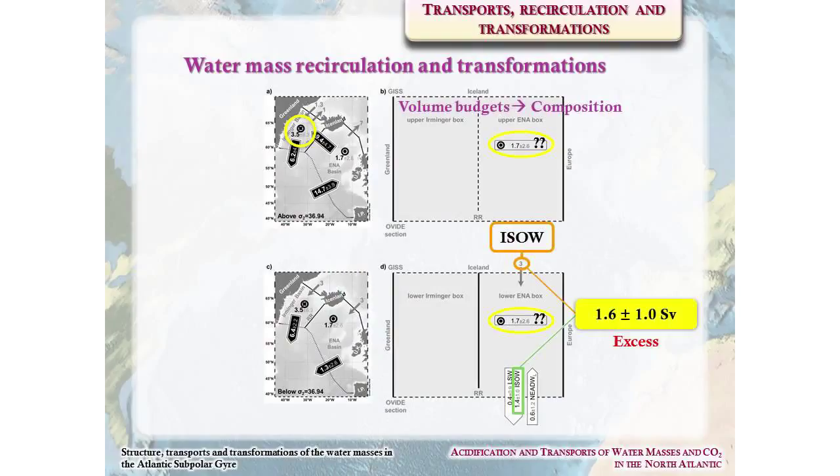So taking advantage of our water mass distributions, we can know the composition of all these volume flows. So for the 1.7 sverdrups upwelling from the lower to the upper Eastern Atlantic boxes, we infer that the composition of this flow should be the Iceland-Scotland overflow water, since from the 3 sverdrups entering the basin across the Iceland-Scotland sills, only 1.4 sverdrups leave the basin.